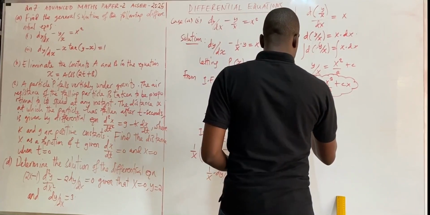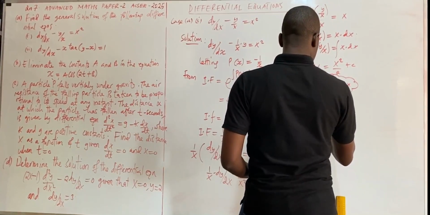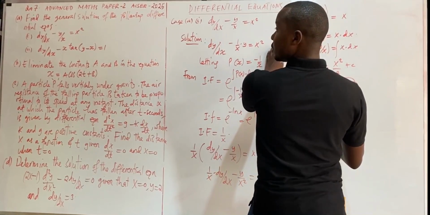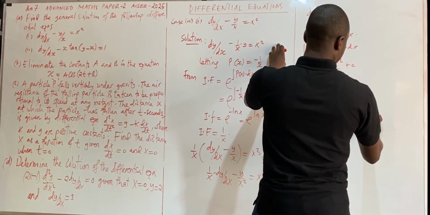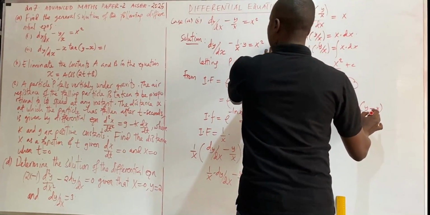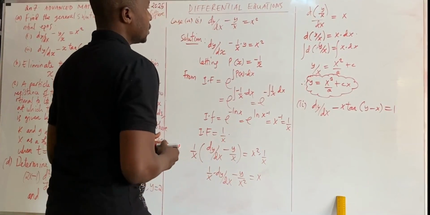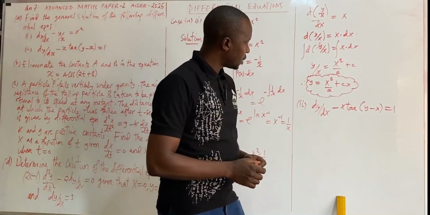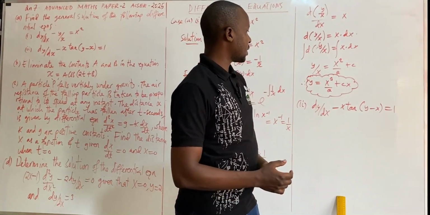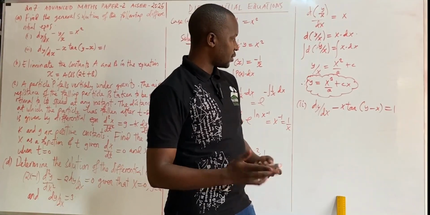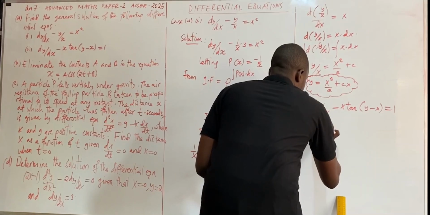Roman 2, we are provided with dy dx minus x tan of y minus x equals 1. So from there, how do we start? We can start by letting y minus x equal to another variable, maybe v or u. So we can say solution.